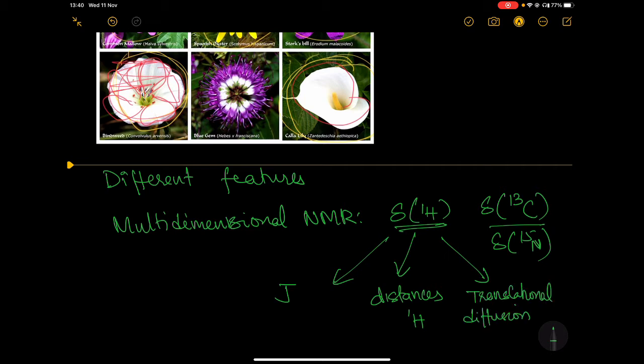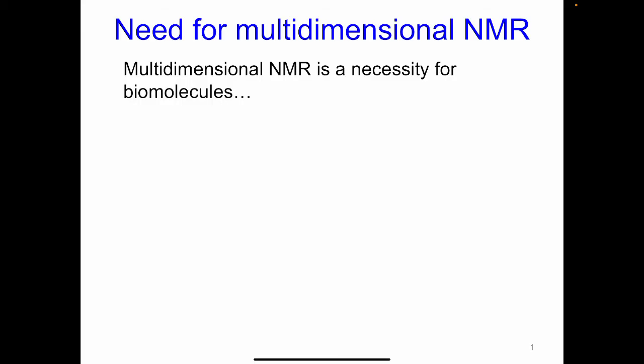So in this way, the proton resonances that are overlapped would get an additional dimension, such that these two protons might get resolved in yet another dimension. So we'll take an example of this, paying close attention to what happens in biomolecules. Why multidimensional NMR experiments are critical for studying biomolecules.